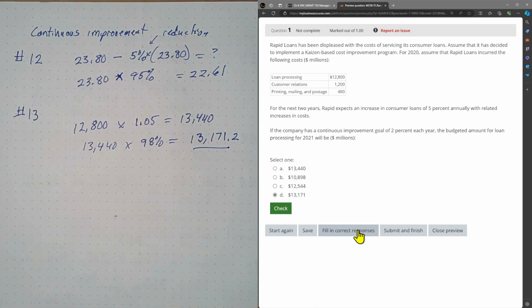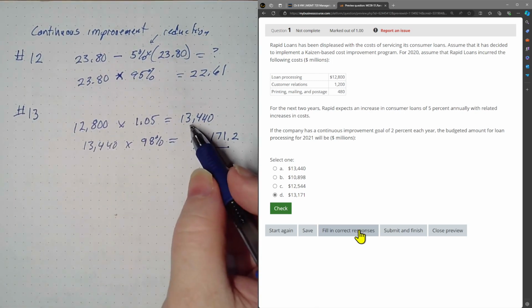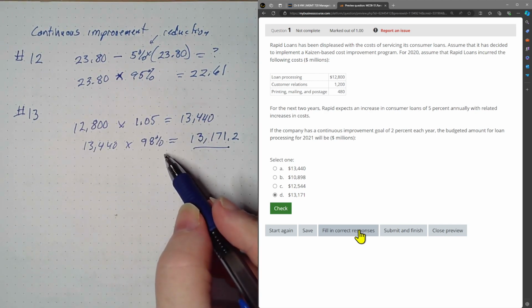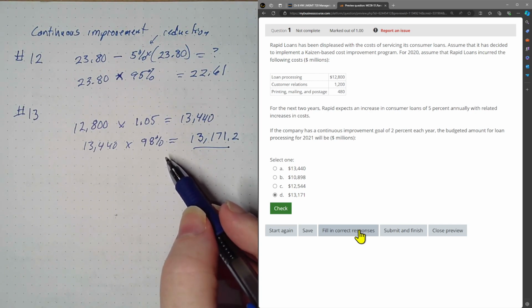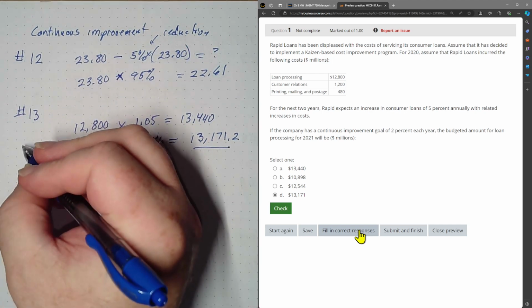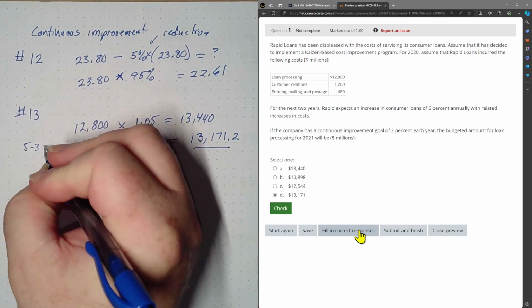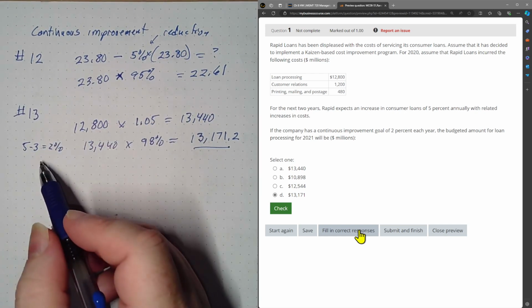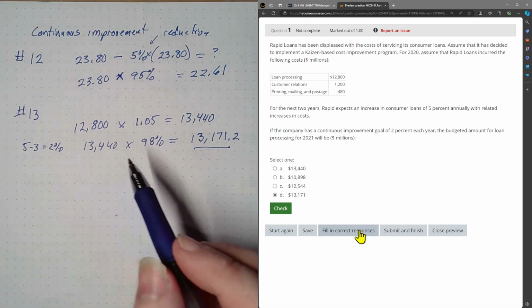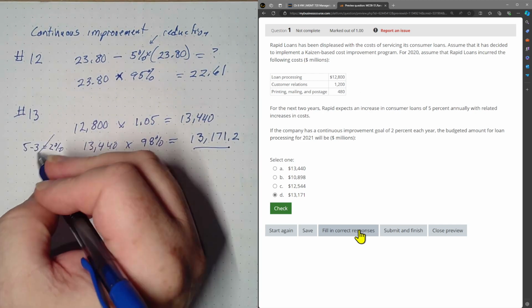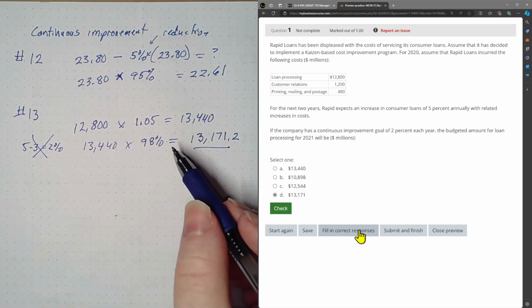So you notice first calculate what the linear increase in cost would be. Then off of that number, how much less would it be if we actually had a 2% savings of those increase in costs? The point being is, do not take 5 minus 3% equals 2% and then multiply by 2%. You have to multiply, because that would be 2% of the 12,800. You want a 2% savings off the 13,440. So this is a don't do. Do it sequentially.